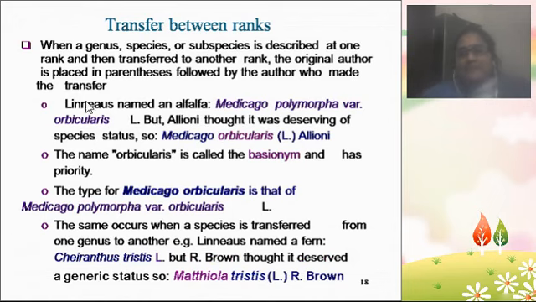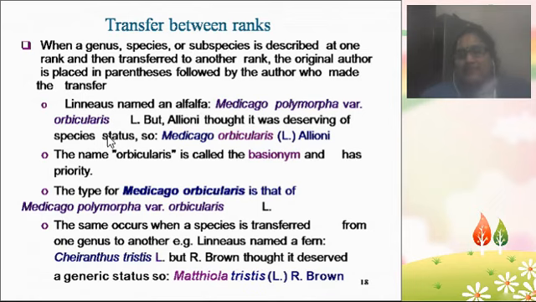For example, going through the example given here, Linnaeus is the scientist's name. He identified a plant, alfalfa. Alfalfa is the common name. The scientific name is Medicago polymorpha. Medicago is the genus, polymorpha is the species, and the variety name is orbicularis. Linnaeus placed the orbicularis word in the subspecies category.